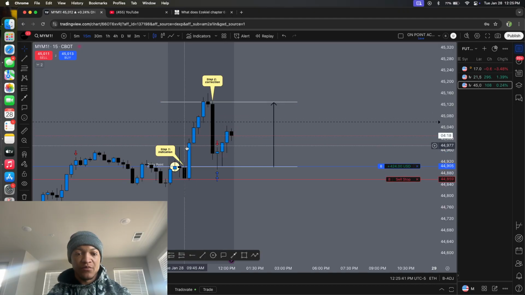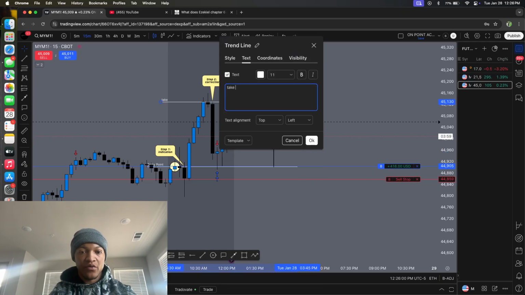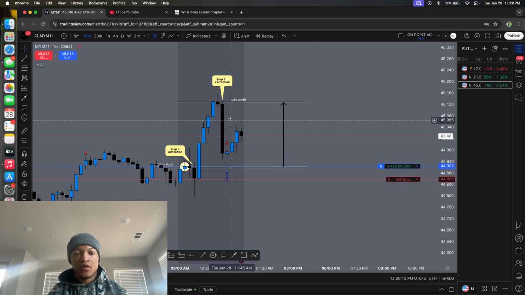From that point on, I'm just waiting patiently, letting price tell me where it wants to go. I'm not guessing. I'm not trying to predict where the market's going to go. I just allow the market to tell me where it wants to go. It's that simple. Once price finds its new high and creates that high, it's my take profit area. Now I know above this area, price wants to get here.